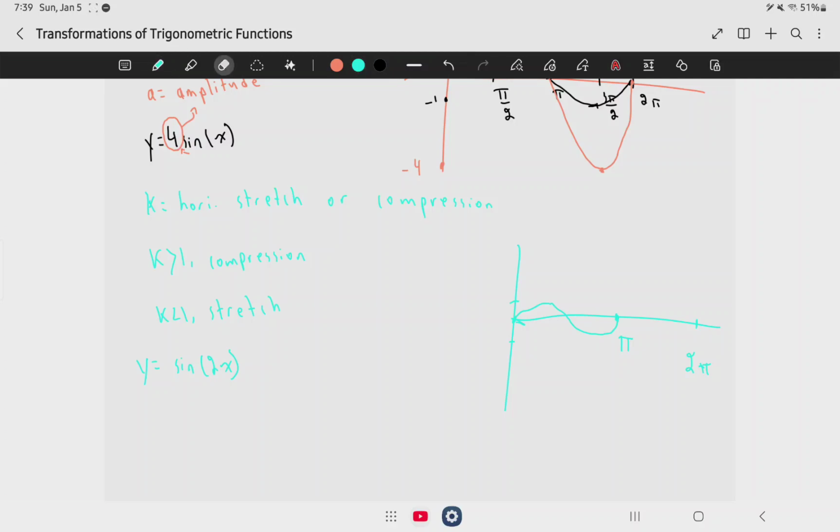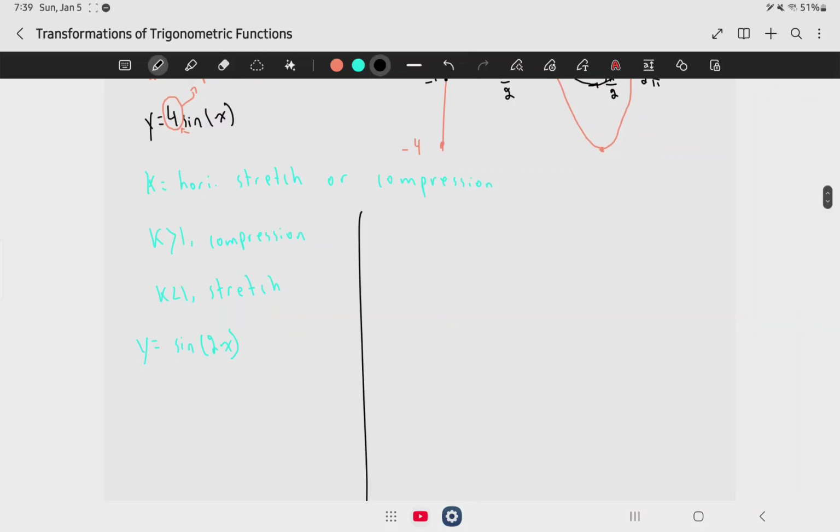And the k value and the period also go hand in hand, because you can find one if you have the other. So let's just do a bit of examples. So the formula for finding them is p, which stands for period.